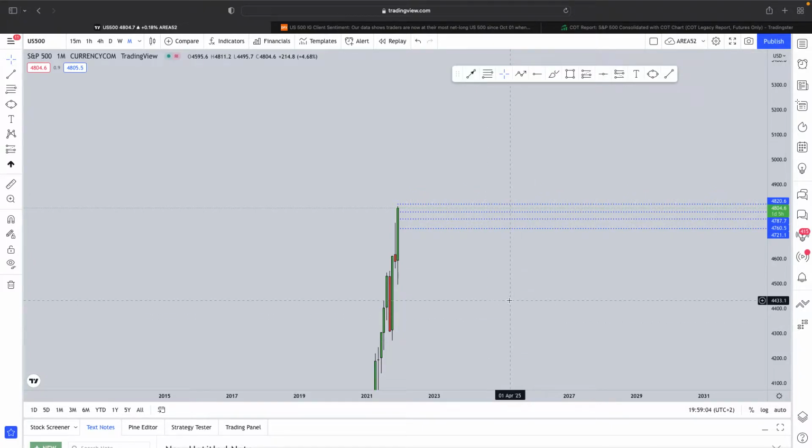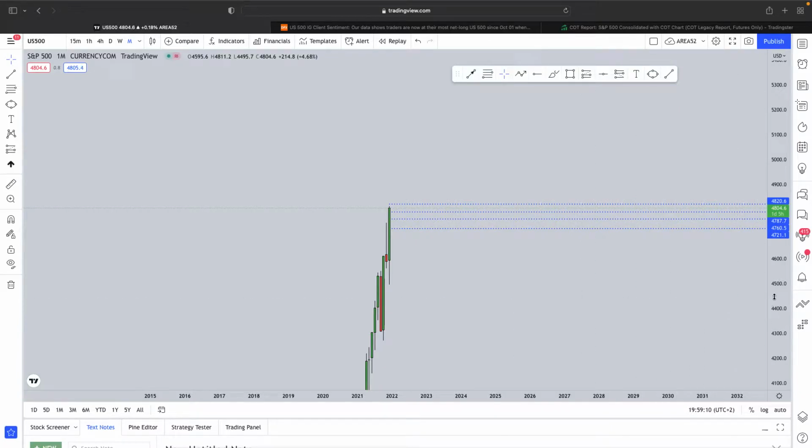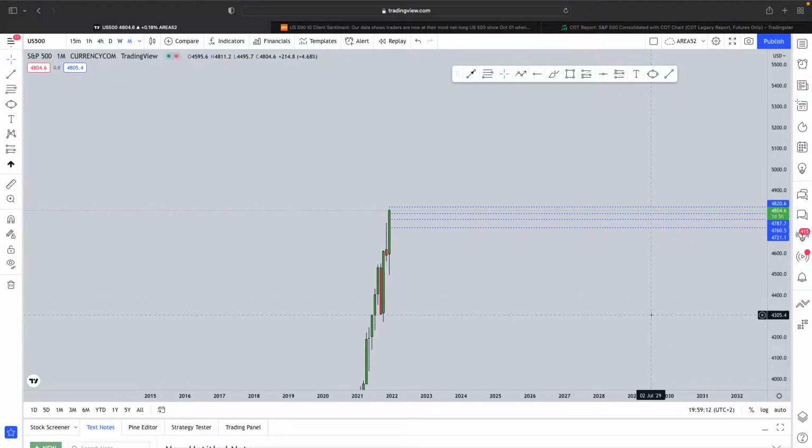So today we're going to look at the S&P 500 from a sentiment, technical and order flow perspective, and look for the best possibility or probability moving forward.